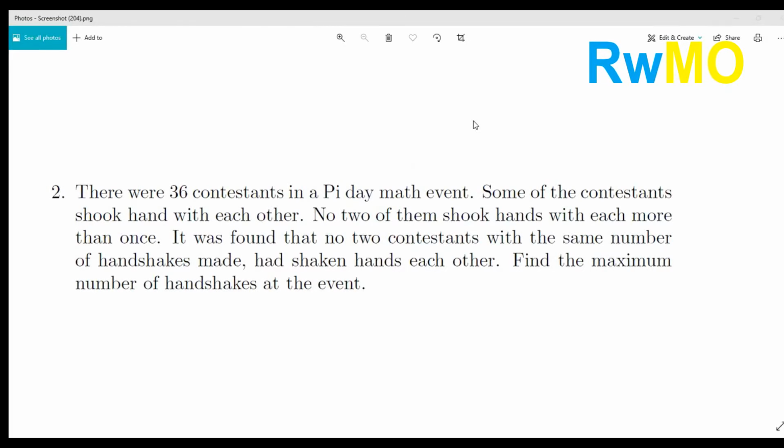The problem says there are 36 contestants in a Pi Day math event. Some of the contestants shook hands with each other. No two of them shook hands with each other more than once. It was found that no two contestants with the same number of handshakes had shaken hands with each other. And they are asking us to find the maximum number of handshakes at the event.